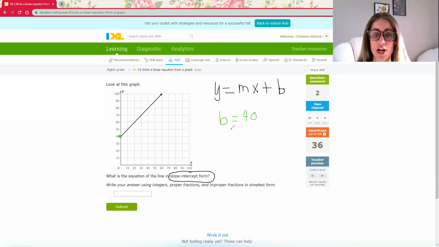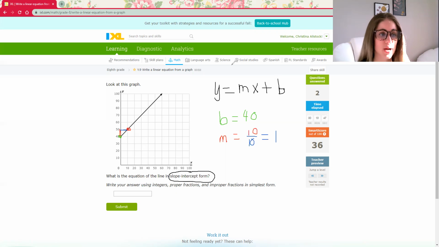Now we need to calculate our slope, rise over run. And ooh, I see that my graph intercepts nicely right there. This time my graph is back to counting by tens. So I rise 10 and I run 10. Let's simplify our fraction. 10 divided by 10, which is 1.